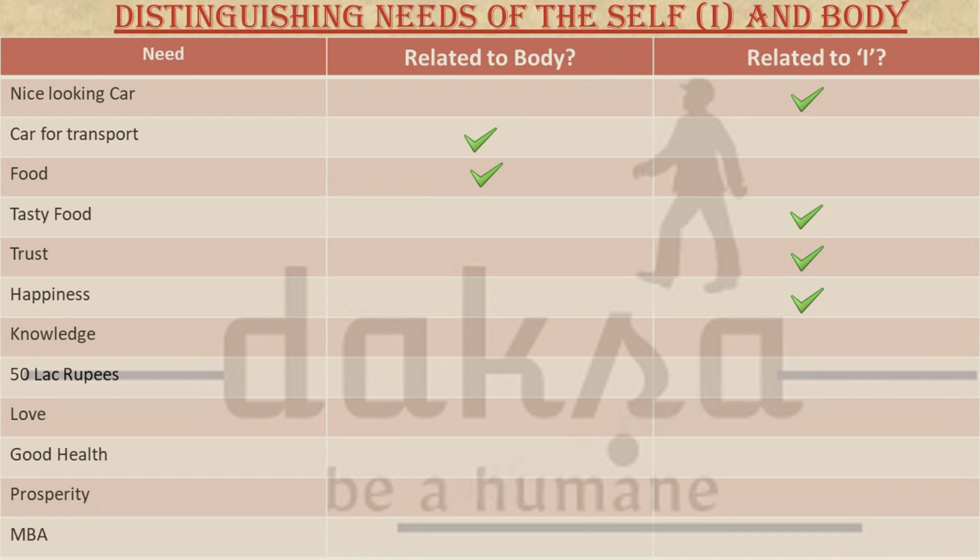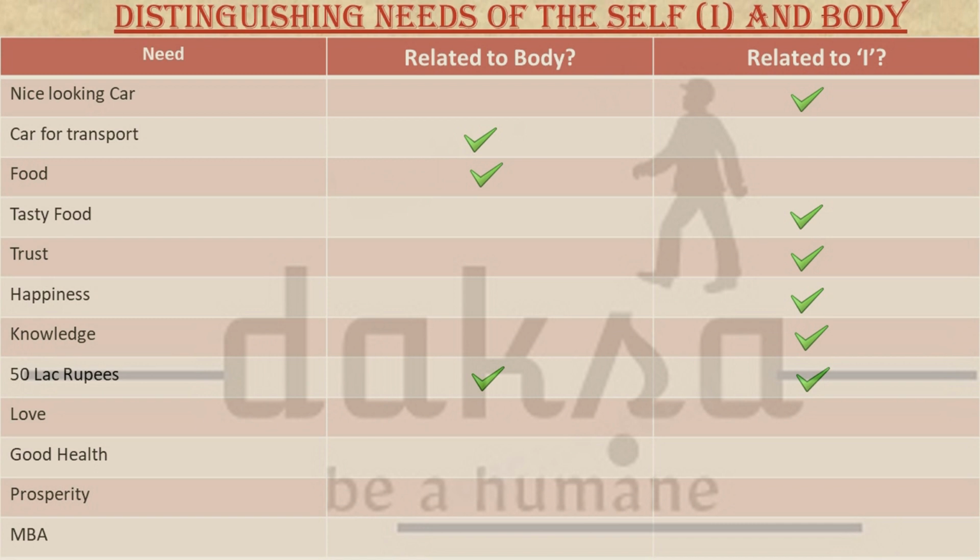Knowledge is also required by I, and the body is used, for instance, so that you can tell people that you are full of knowledge. 50 lakh rupees, what do you think? Related to body or related to I? Yes, it is related to both body and I, because it can be used to have anything, as we see on the table as well.